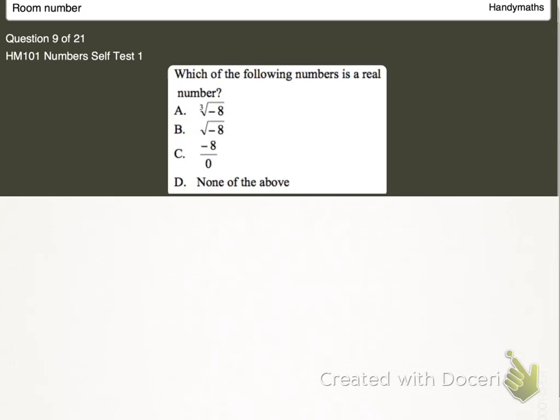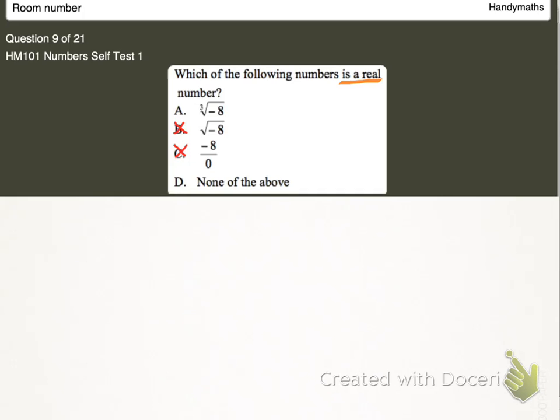Now in question 9 here, we're asked to find which is a real number. So let's go through this one by one. Now as you can see immediately, B is an imaginary number, so it's not a real number. And minus 8 divided by 0 is undefined. So this is not one of them.